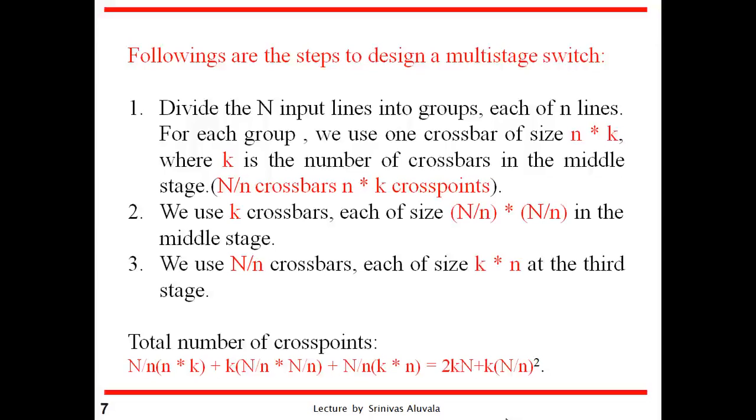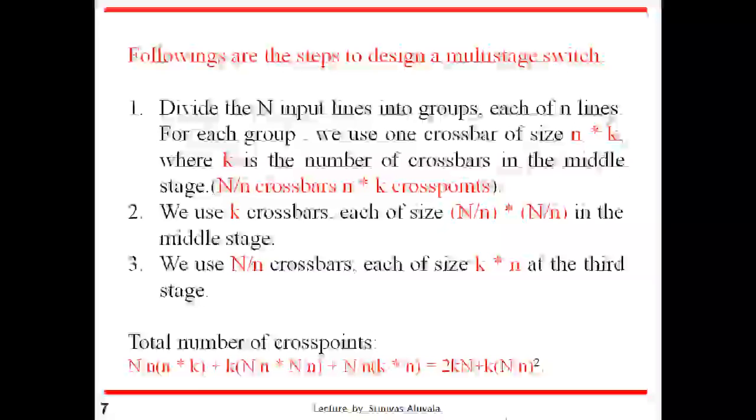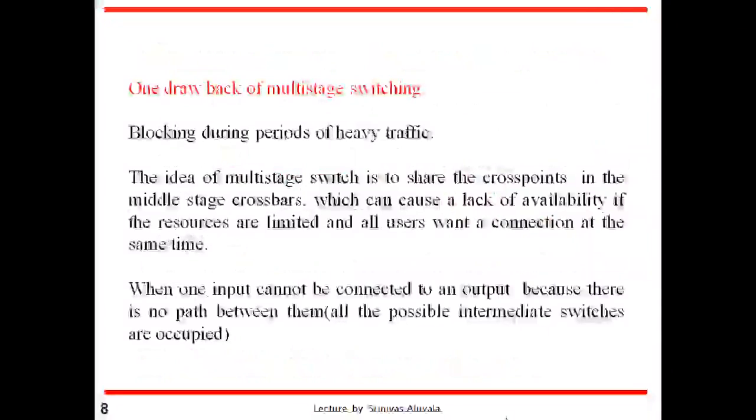n into k plus k into n by n into n by n plus n by n into k into n, which is equal to 2kN plus kN by n whole square.